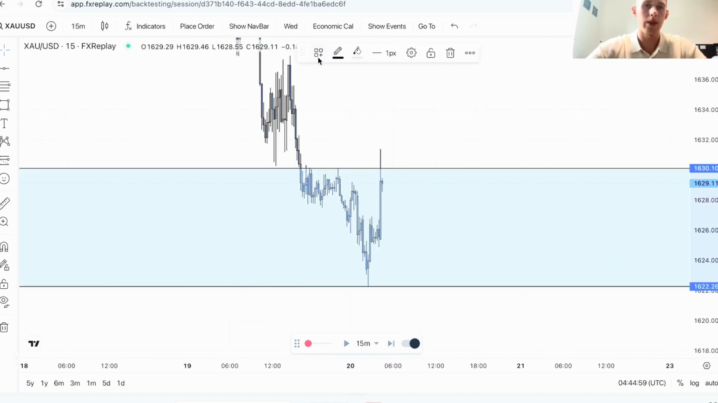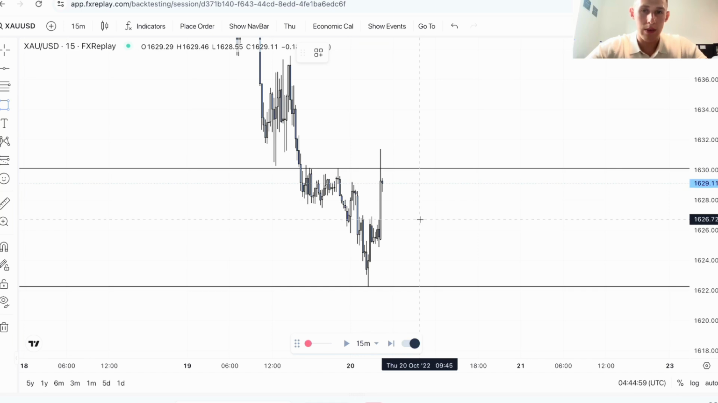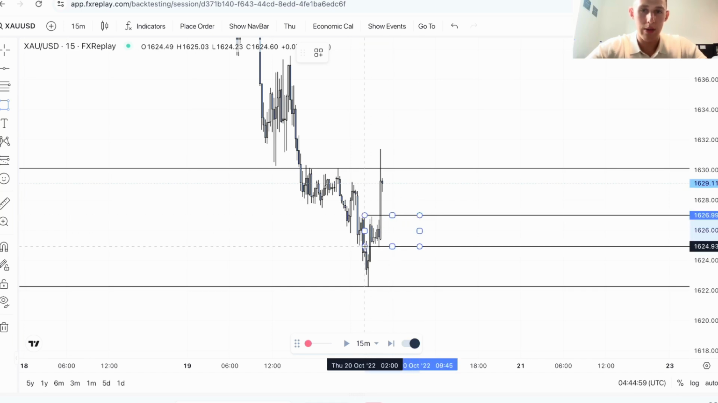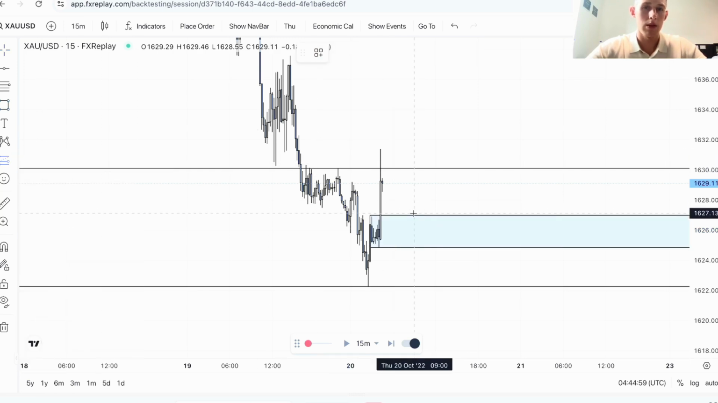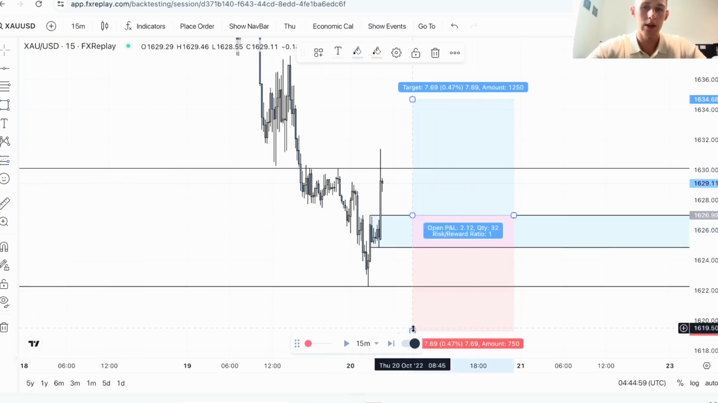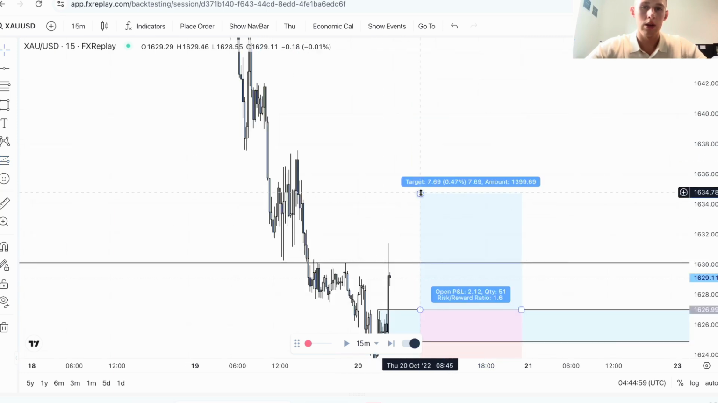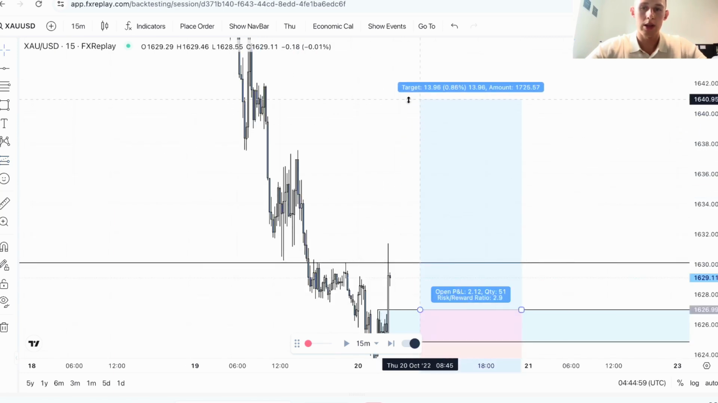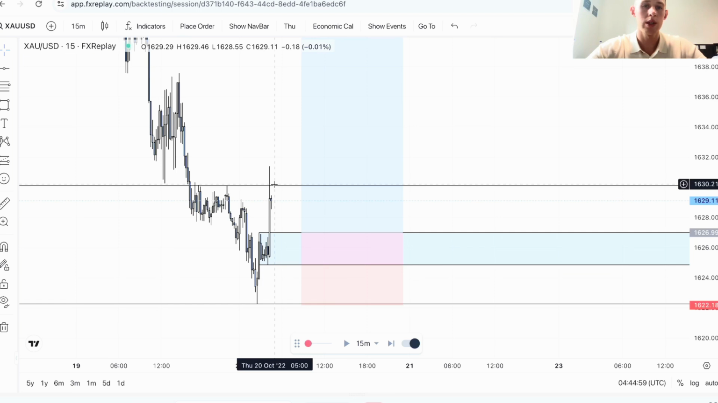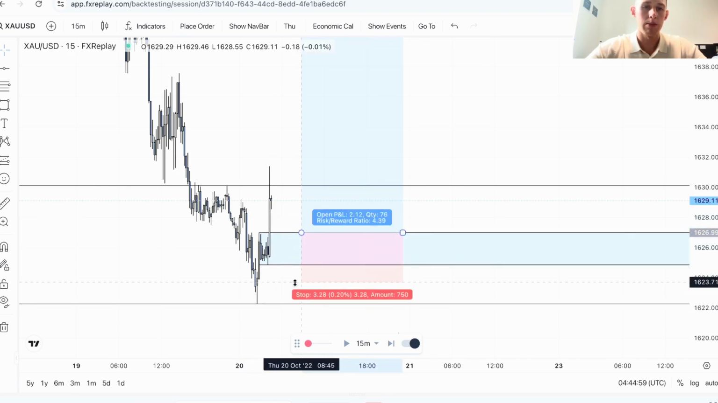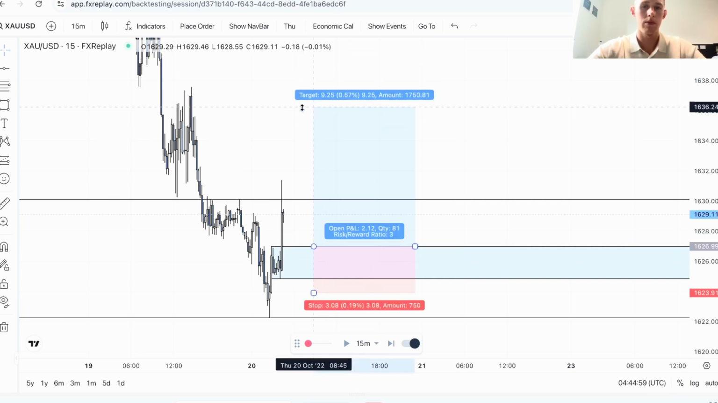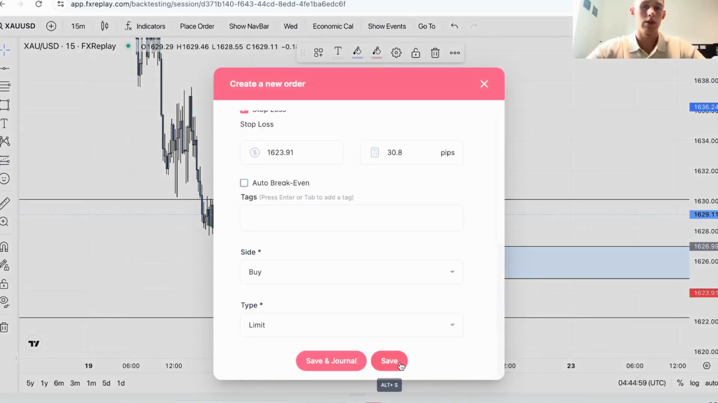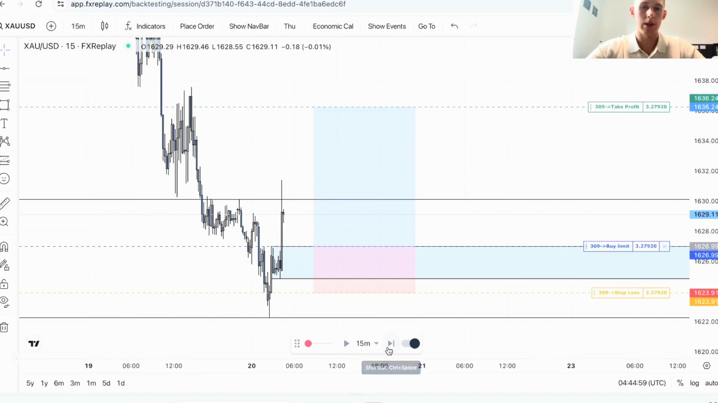Right, so there we go. This is a valid entry. Clear breaker structure. Clear area of demand. So I'm going to enter here. Target at 1 to 3, as always. Just going to make this stop loss a bit smaller actually. There we go. Let's see if this tags in.